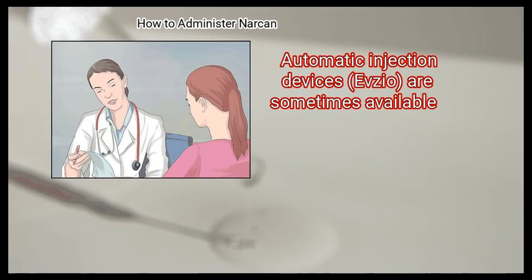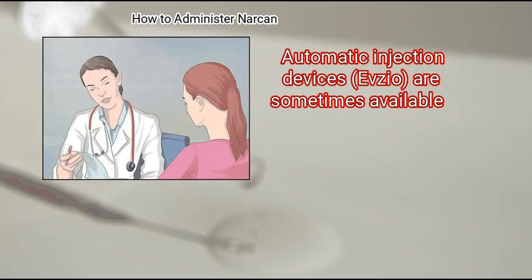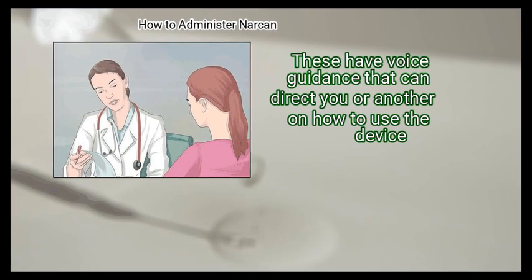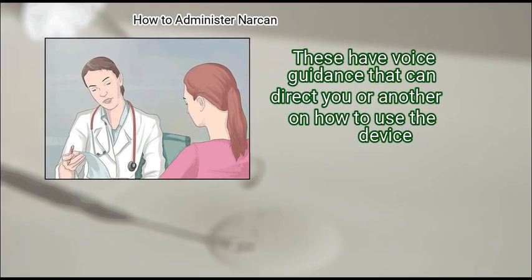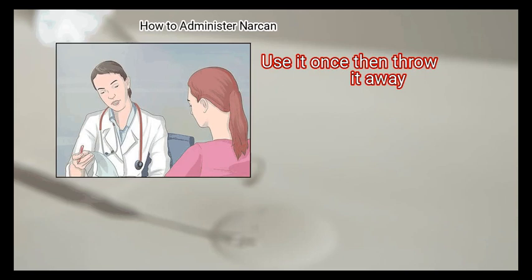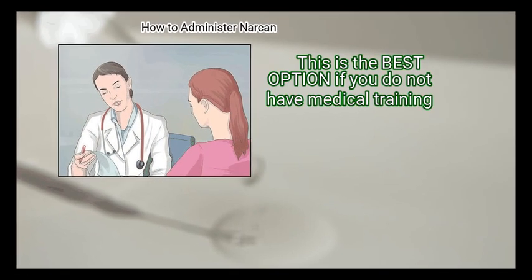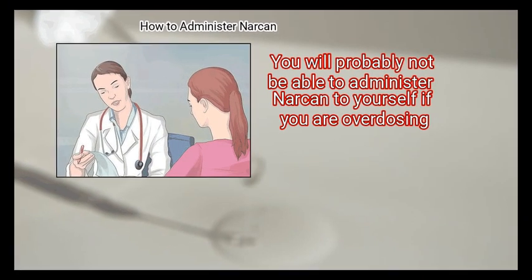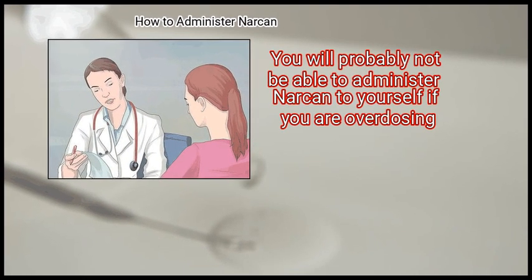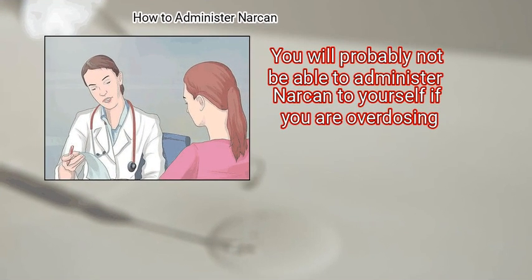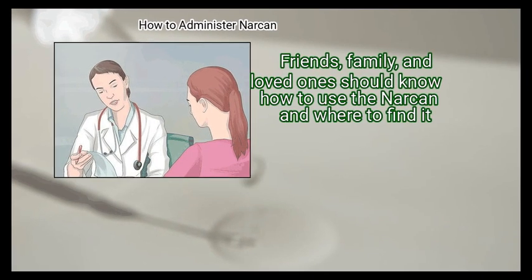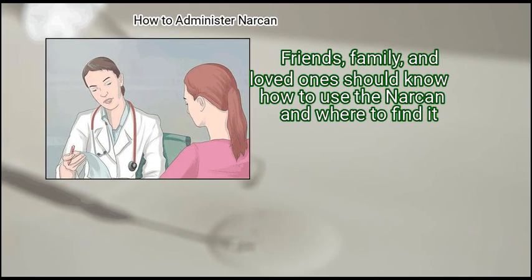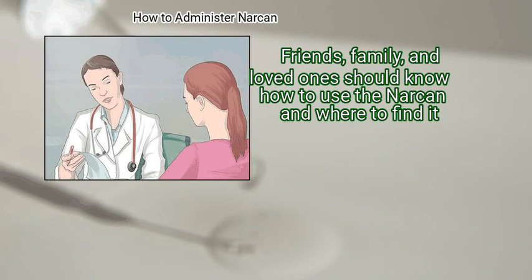Automatic injection devices, Evzio, are sometimes available. These have voice guidance that can direct you or another on how to use the device. Use it once then throw it away. This is the best option if you do not have medical training. You will probably not be able to administer Narcan to yourself if you are overdosing. Friends, family, and loved ones should know how to use the Narcan and where to find it.